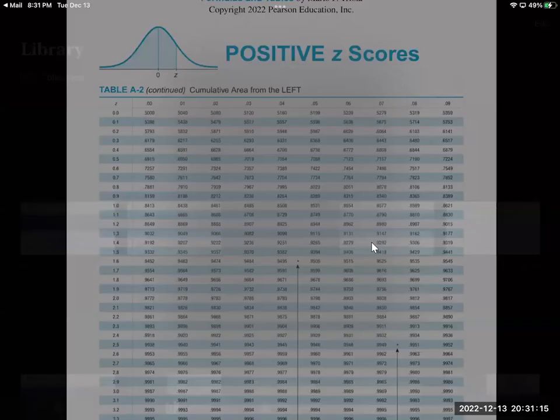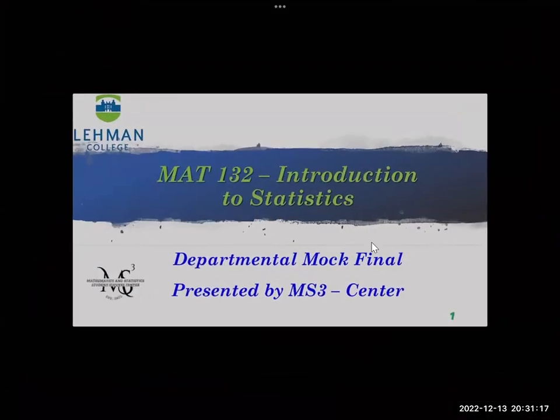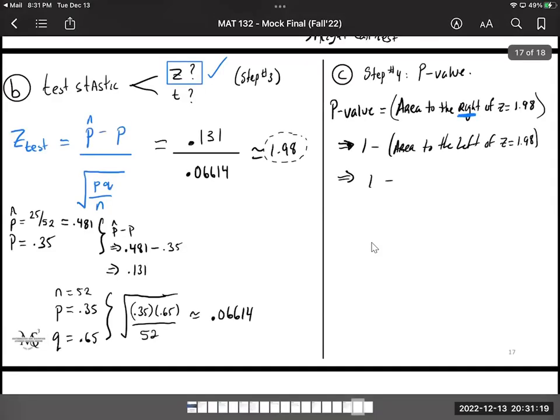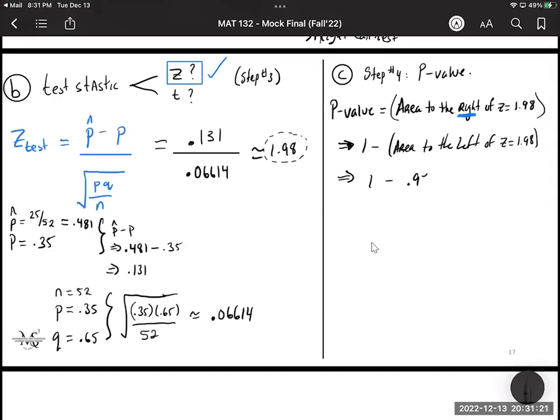Okay, so going back, 1 minus 0.9761. When you subtract this, what did you get, Sadia? You got 0.0239. That sounds about right. All right, so that's part C.